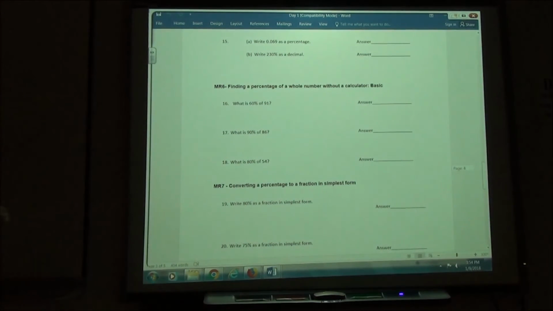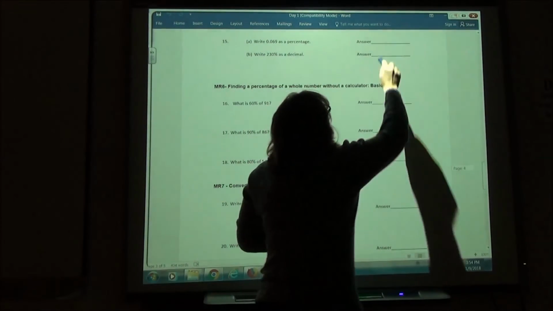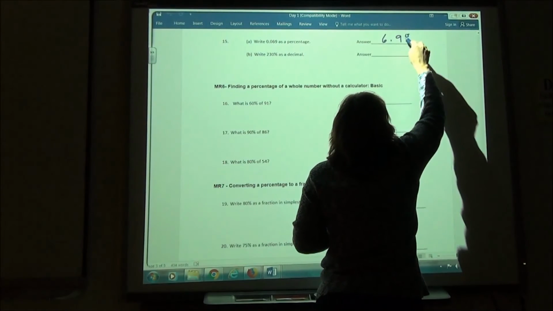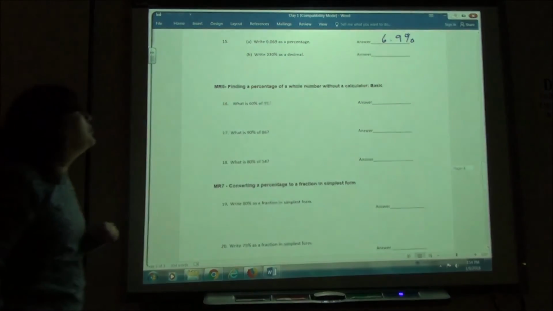Number 15 then, if I'm going to write 0.069 as a percentage, what would I end up with? 6.9%, exactly. And multiplied by 100, move my decimal 2 to the right.